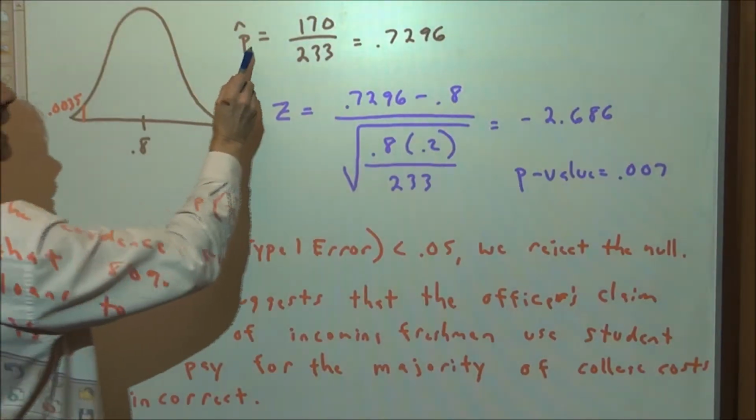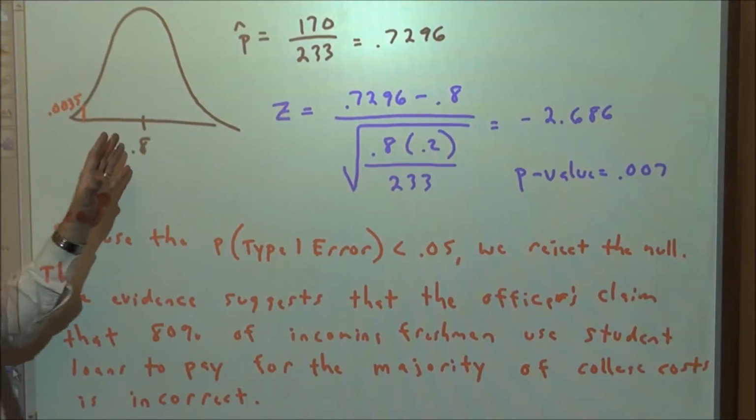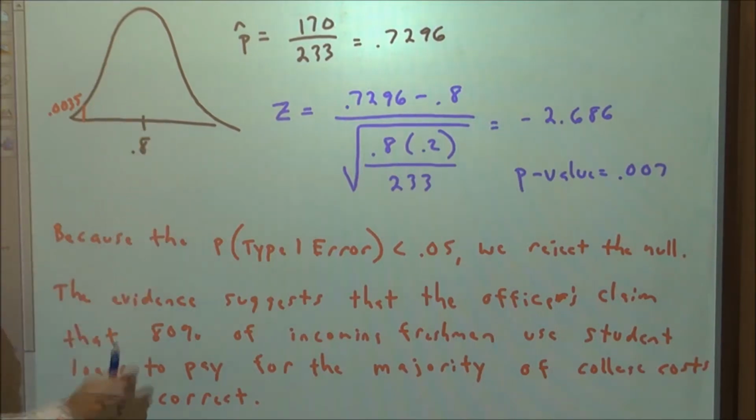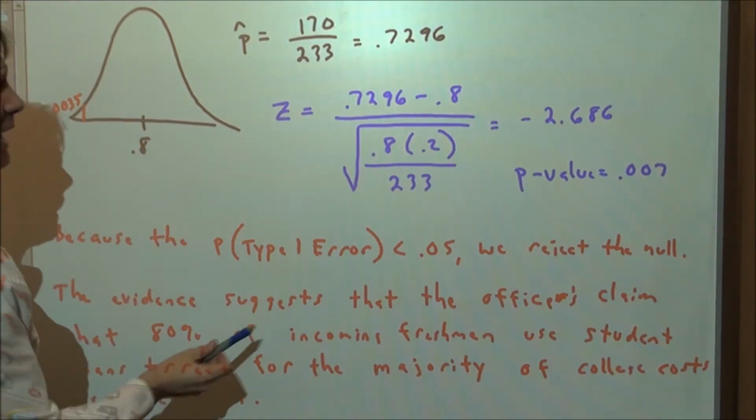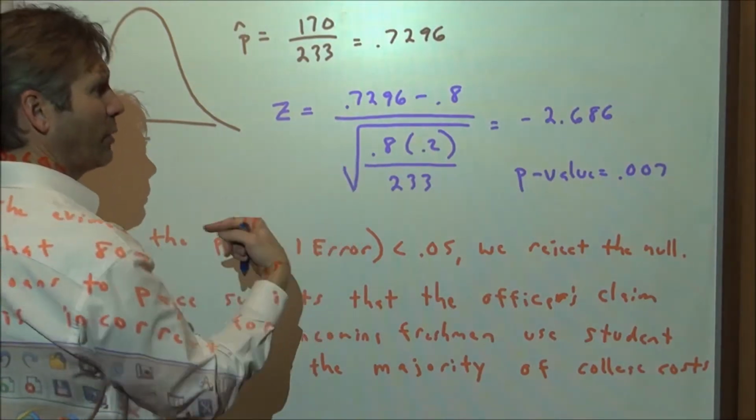We show that our p hat is right here, our sample proportion. We assume that 0.8 is true, that the null is true, and that's what we put in the center of our sampling distribution. And we go find the likelihood of getting a result at least as extreme as the one that we got.